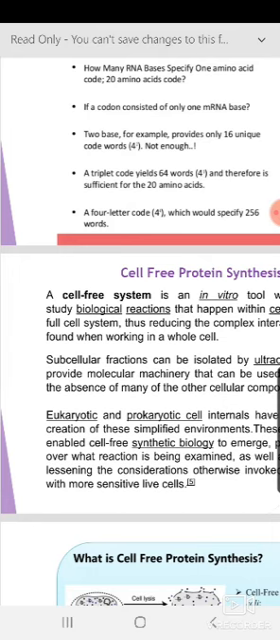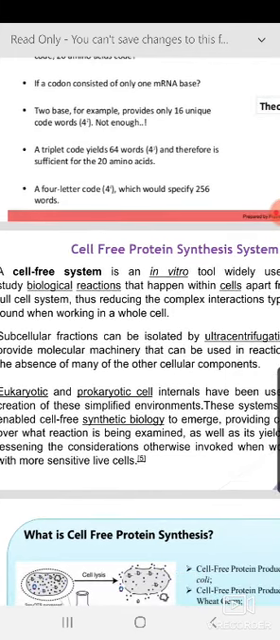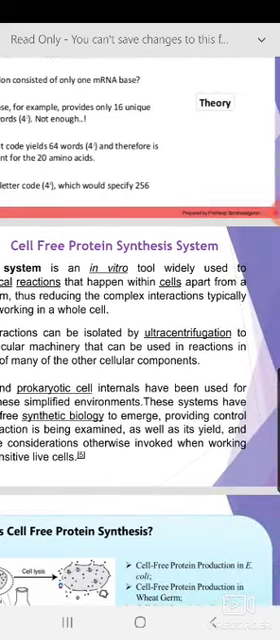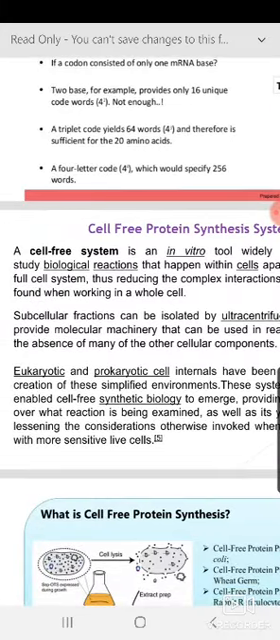We generally break gently the outer membrane or the cell wall, and we centrifuge that system and take the soup that we consider as a cell-free system, thus reducing the complex interactions typically found when working in a whole cell. So this is not a whole cell. We are taking the cell soup, gently breaking its membrane. That soup is our system where we are going to perform all the in vitro studies.